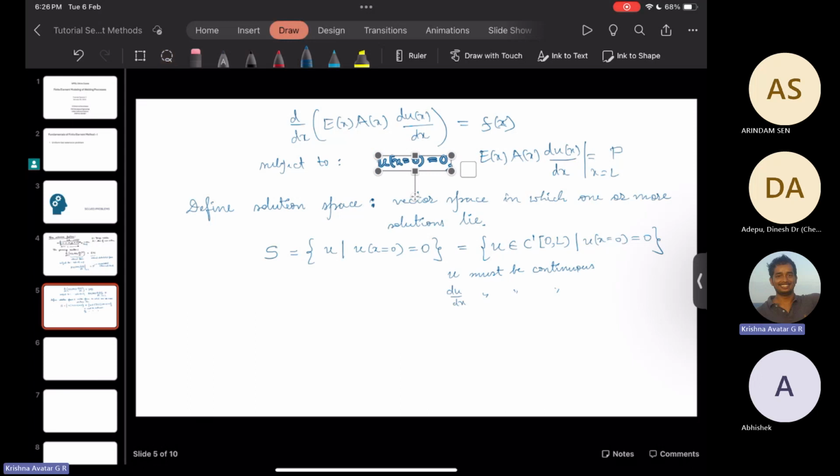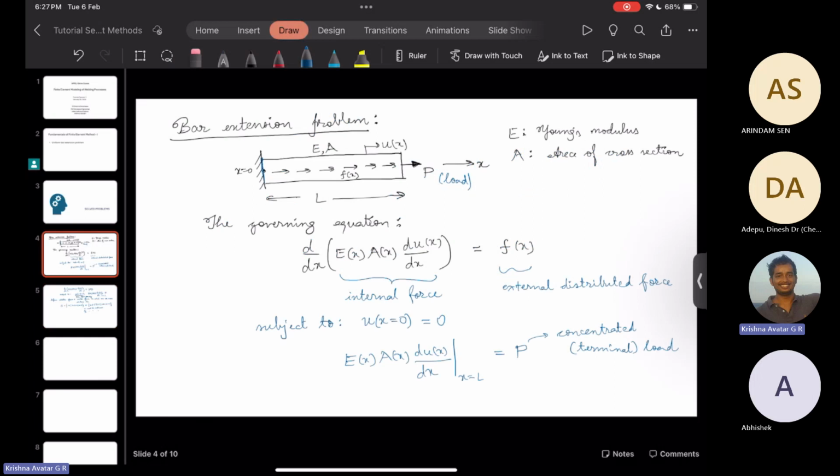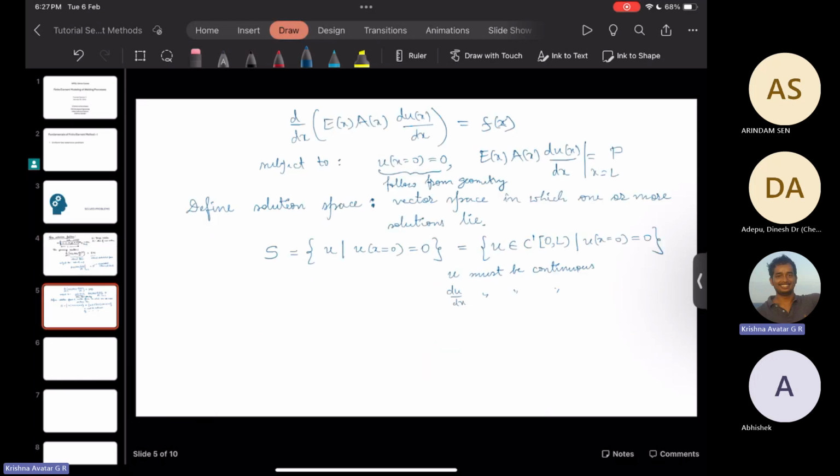There could be many more questions: what do you mean by Dirichlet conditions, and what are non-Dirichlet boundary conditions? The thing is, Dirichlet boundary conditions are those conditions which follow from the geometry of the problem. You see clearly here that at the left end, this bar is fixed. So no displacement is allowed at the left end. That follows from geometry.